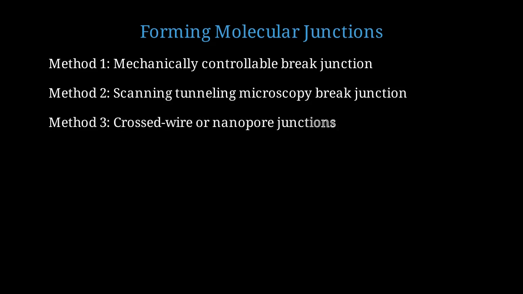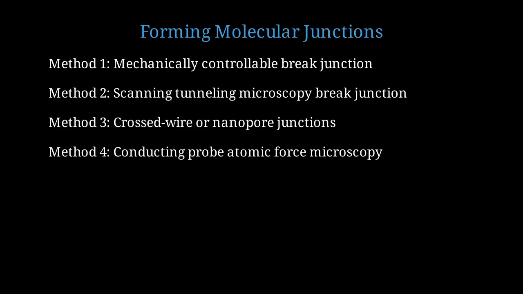Method 3 involves crossed wires or nanopores. You deposit a SAM on one electrode, then carefully deposit a second electrode on top. This typically probes many molecules simultaneously. Method 4 is conducting probe AFM, or CP-AFM. A conducting AFM tip contacts the SAM, and you measure current as a function of applied force and voltage.